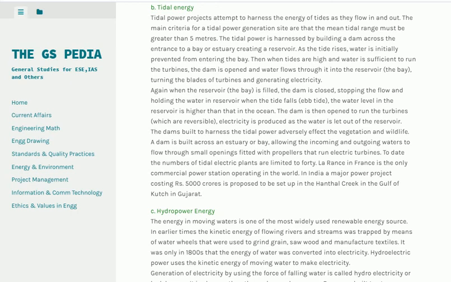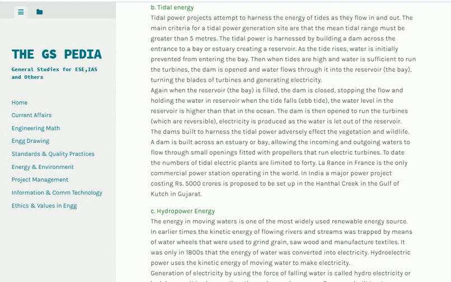To date, the number of tidal electric plants is limited to 40. Lawrence in France is the only commercial power station operating in the world. In India, a major power project costing Rs. 5,000 crores is proposed to be set up in the Hamtal Creek in the Gulf of Kutch in Gujarat.